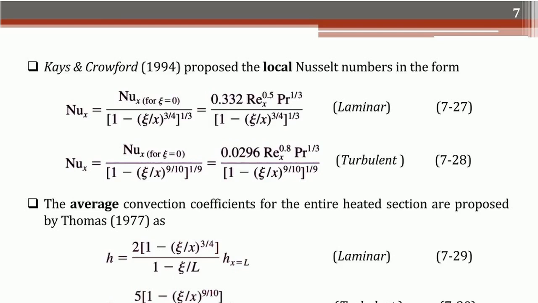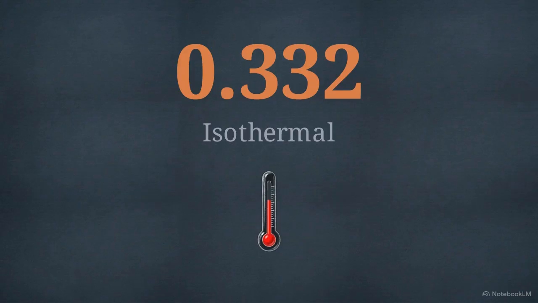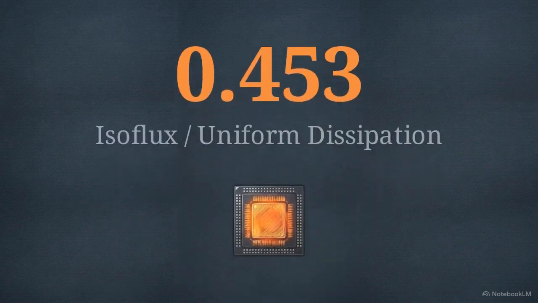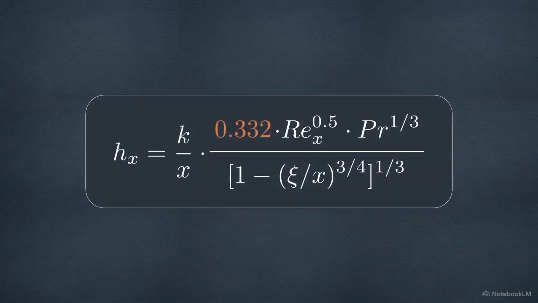This brings us to Kays and Crawford's local Nusselt number equation for laminar flow over a plate, with an unheated starting length, labeled here as equation 7-27. Notice the standard coefficient of 0.332. However, a detail in the problem forces a modification. The chip dissipates 1.4 watts uniformly. This means we have a constant heat flux condition, not a constant surface temperature. To account for this isoflux condition, we replace the 0.332 coefficient with 0.453.